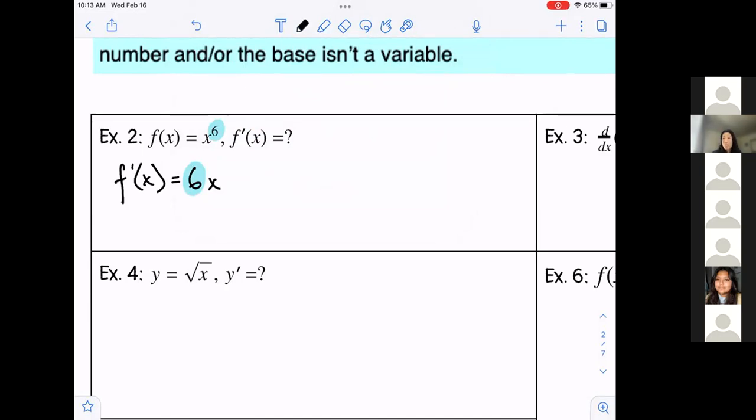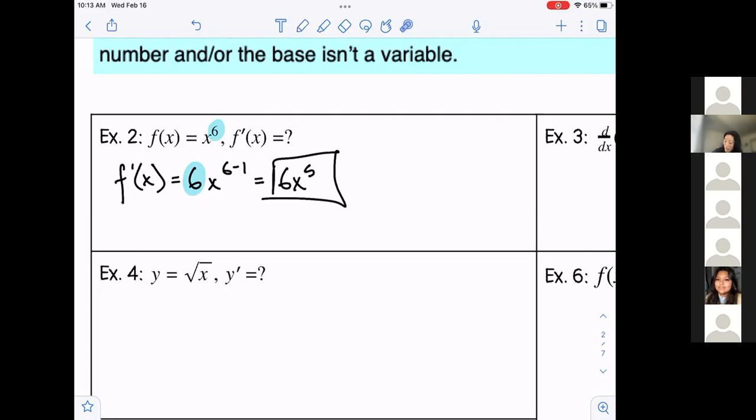Great. I know that we all know that 6 minus 1 is 5. We wouldn't be here if we didn't know that 6 minus 1 is 5. I want to write out 6 minus 1 because for some of the other questions, this process might be more useful. Final answer, 6x to the 5th. That is our derivative.